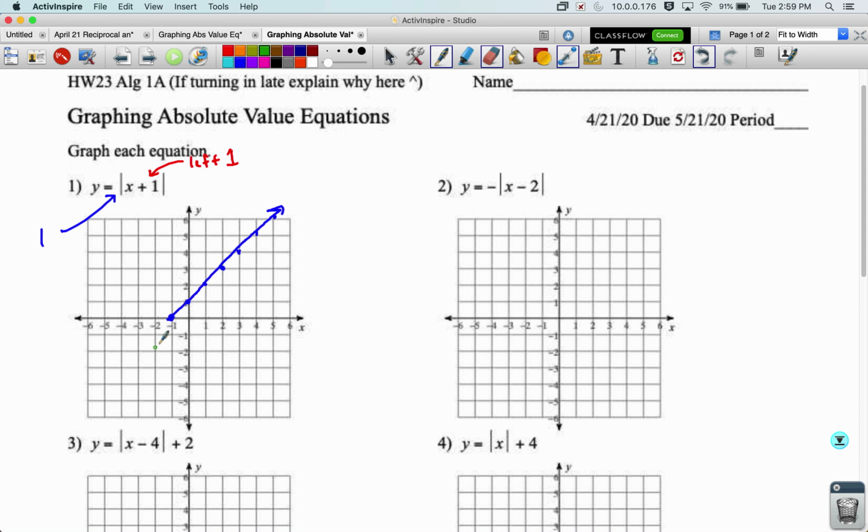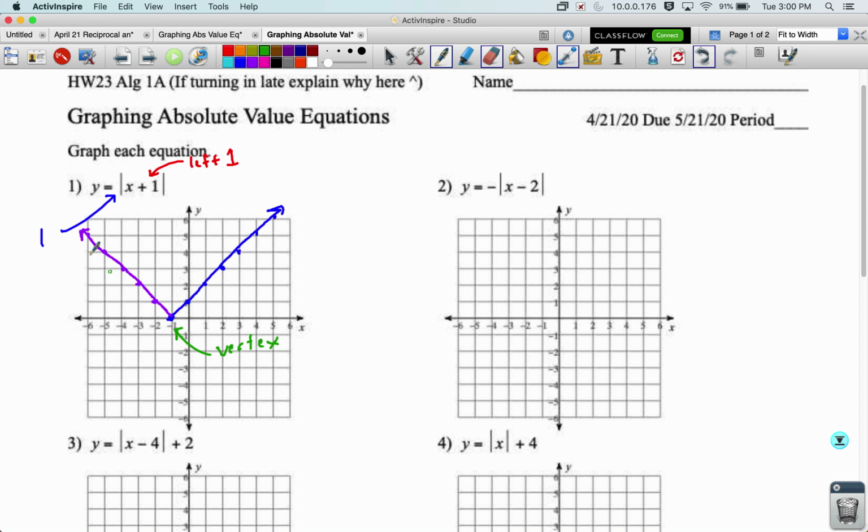Sometimes I even like to label this the vertex. And then it continues on to the right. For the left of the vertex, it flips, the slope goes from being positive 1 to negative 1. So we go up 1, left 1. And that's where the V shape of the graph comes from, is from the fact that it bounces at the vertex here before going up this way.